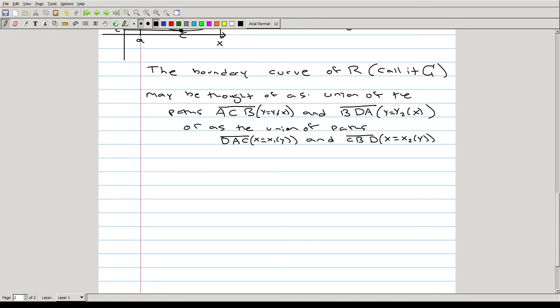So let's go through the first possibility. We'll really look at this in two steps. And step one is to look at this first possibility right here. So ACB and BDA. And we're going to look at the double integral over this region R of the partial derivative of P with respect to y.